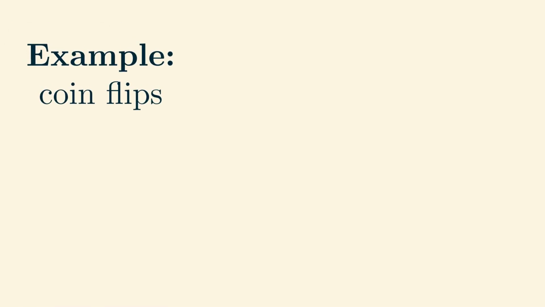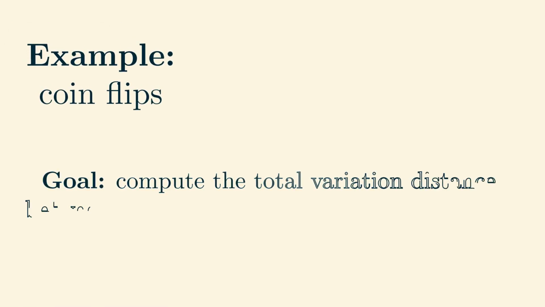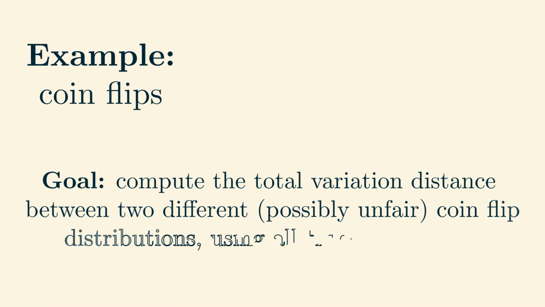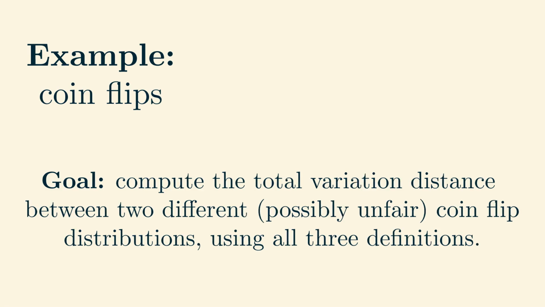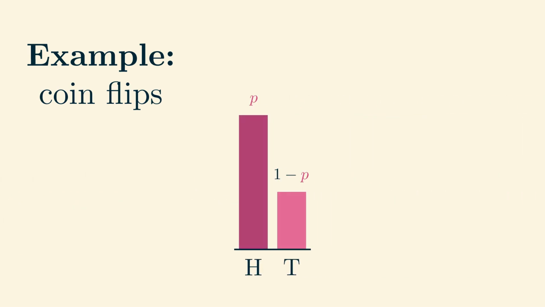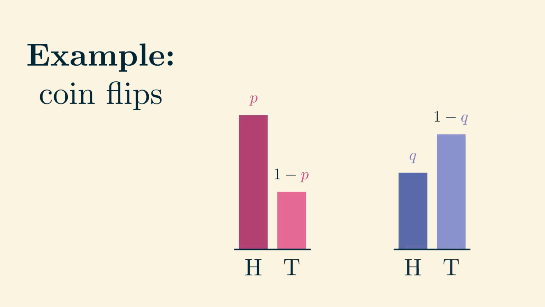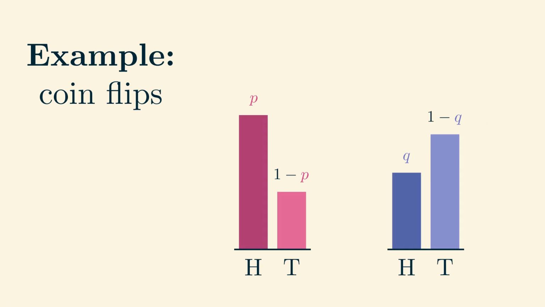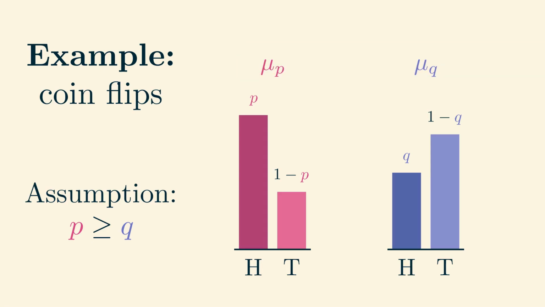The simplest possible random situation is a coin flip. So let's calculate the total variation distance between two different, possibly unfair, coin flip distributions, using all 3 of the definitions we discussed. Suppose the first distribution has probability p of coming up heads, and the second distribution has probability q. We can assume that p is at least as big as q for simplicity, and we'll call these distributions mu p and mu q respectively.